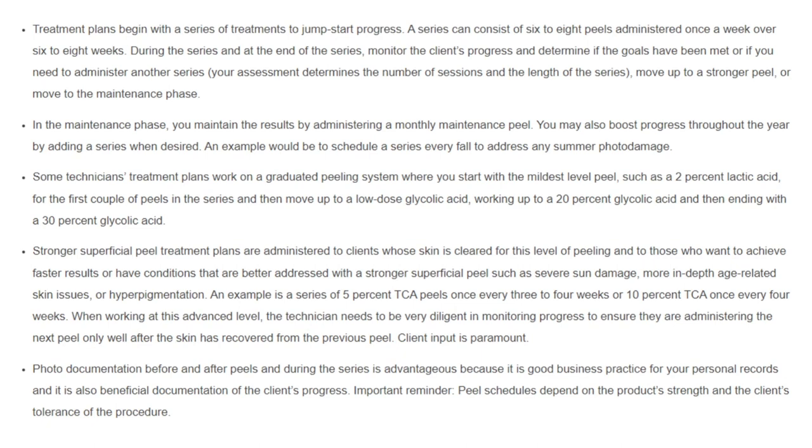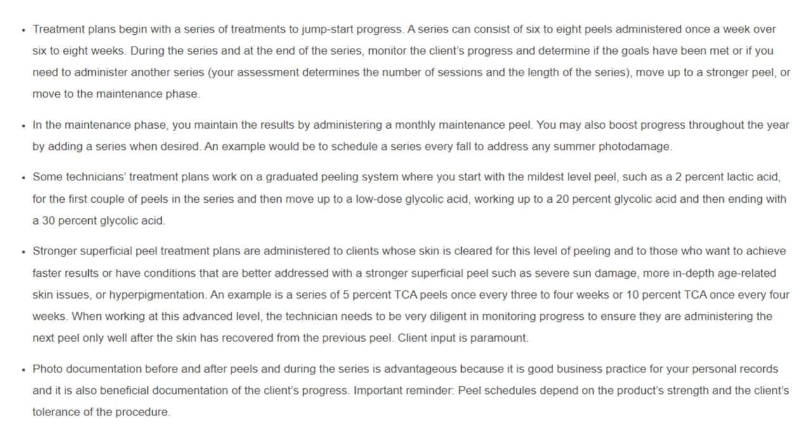An example is a series of 5% TCA peels once every 3 to 4 weeks or 10% TCA once every 4 weeks. When working at this advanced level, the technician needs to be very diligent in monitoring progress to ensure they are administering the next peel only well after the skin has recovered from the previous peel.